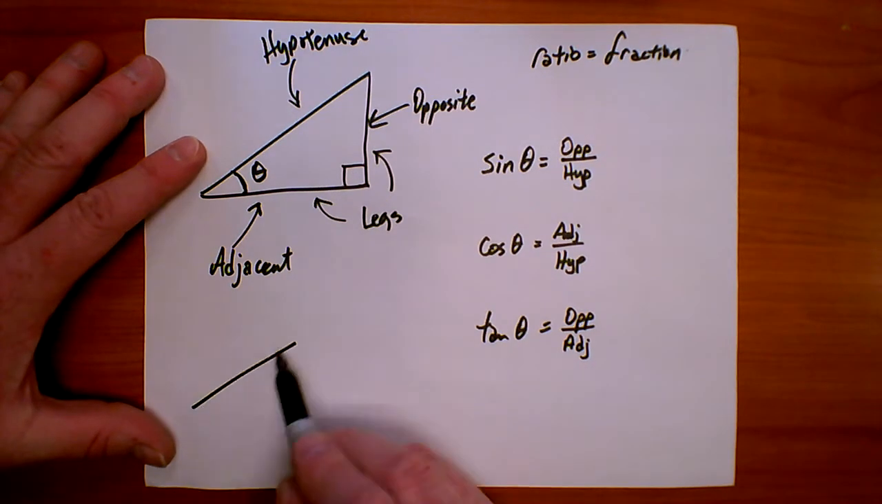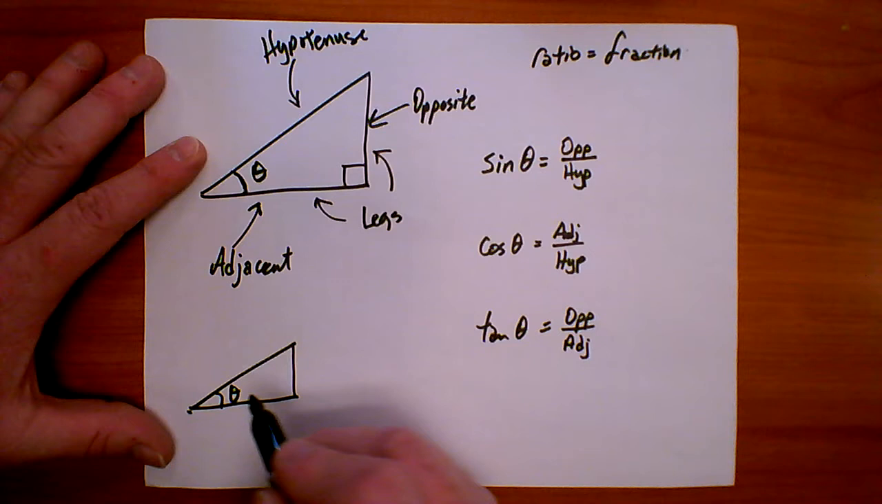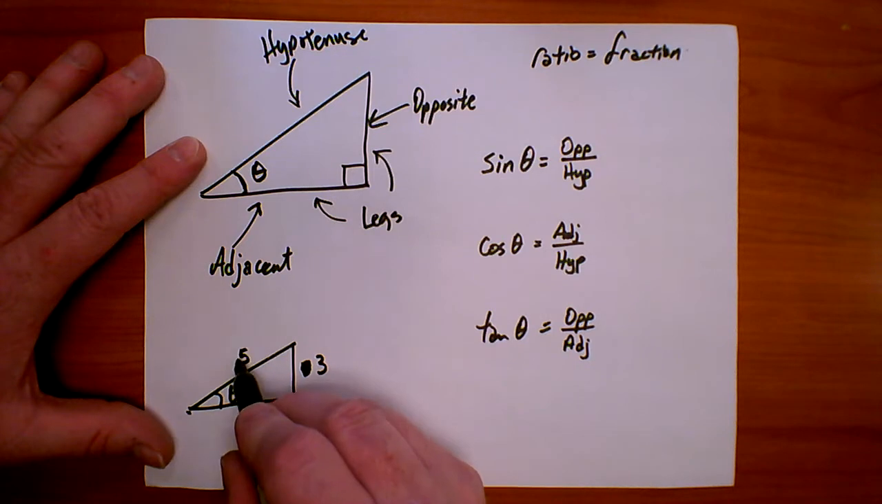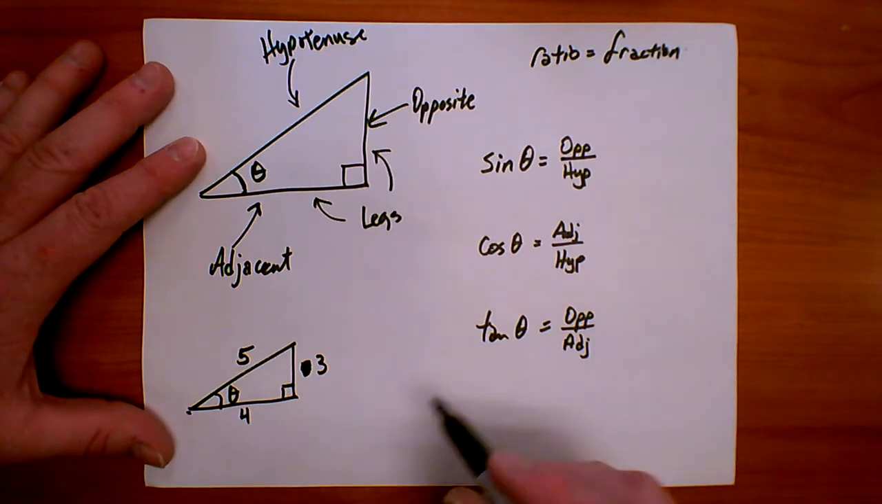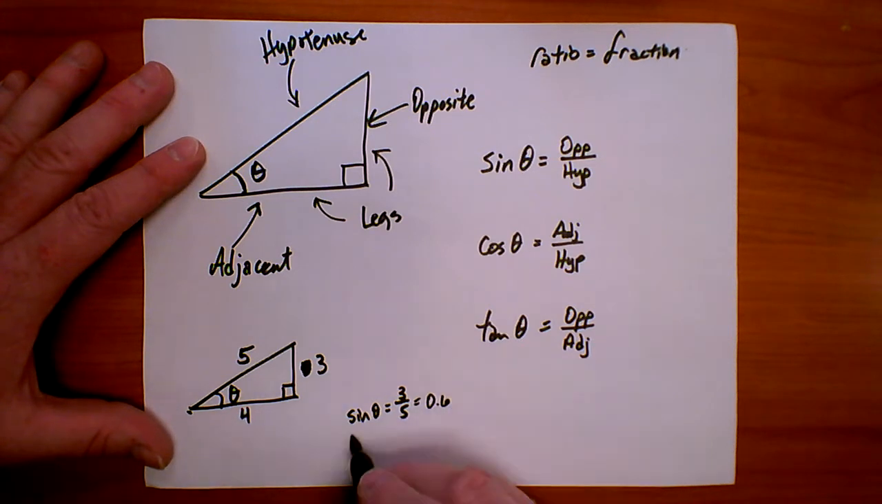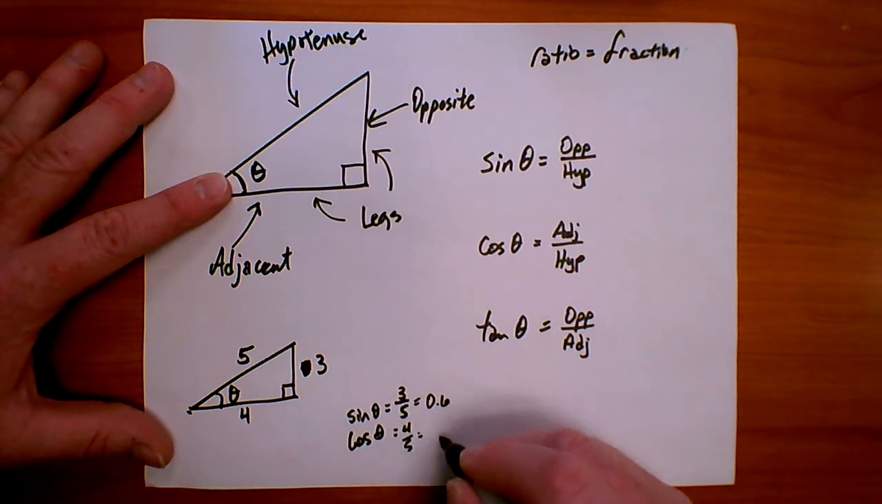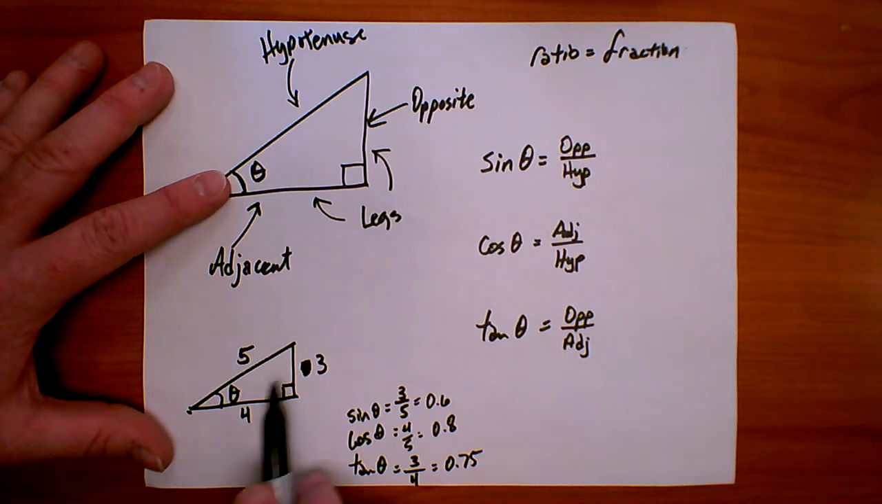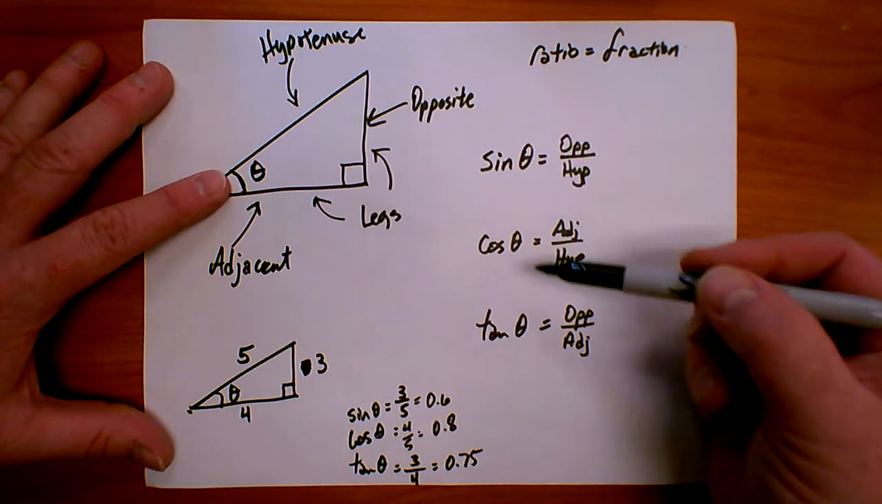Let's say, for example, that I had a right triangle, and let's just call this theta, and let's say this was 4, and this was 3, and this was 5. What's the famous 3, 4, 5 right triangle? Well, then the sine of this angle theta is going to equal the opposite over the hypotenuse, 3/5, or 0.6. The cosine of this angle right here is going to equal the adjacent over the hypotenuse, 4 over 5, or 0.8. And the tangent of this angle theta is going to equal the opposite, 3 over the adjacent 4, or 0.75. So you can see how sine, cosine, and tangent is just equal to the ratio of one side over another side.